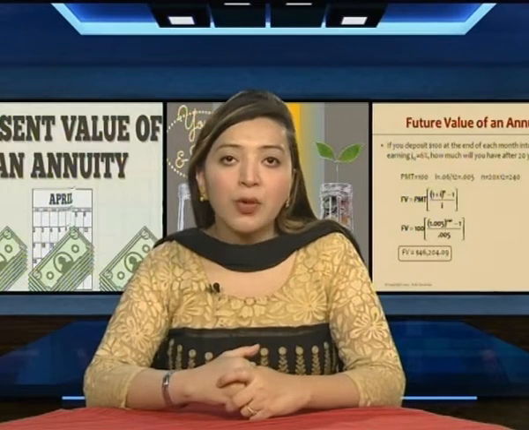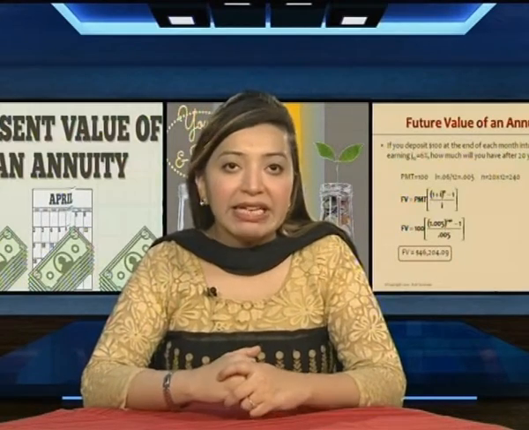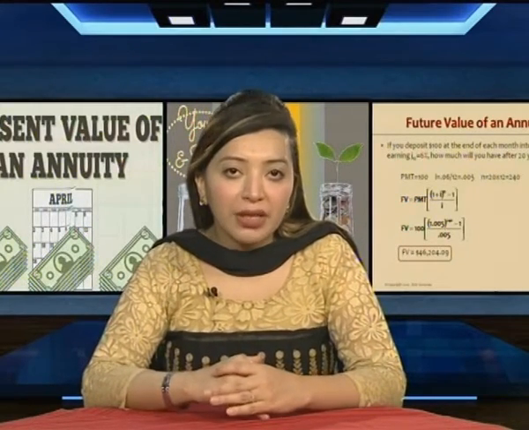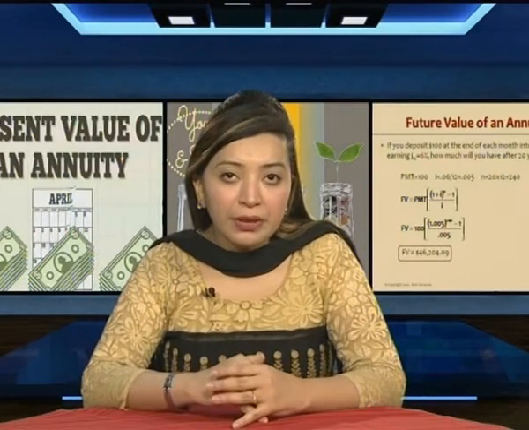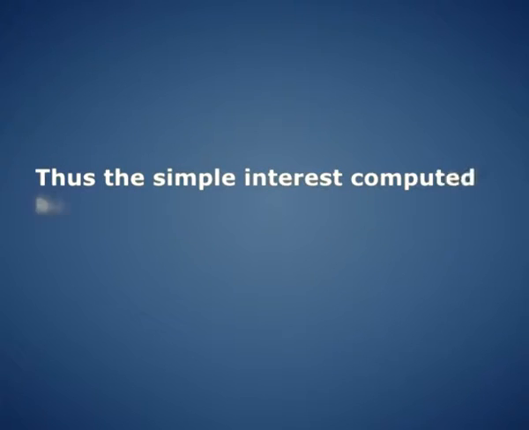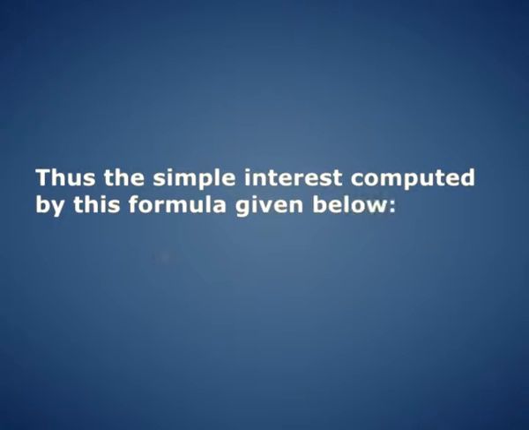Simple interest is computed on the principal for the entire given time period of borrowing, and it has three factors: the principal, the rate of interest per annum, and the time in years. Thus, simple interest is computed by the formula I equals P into R into T.